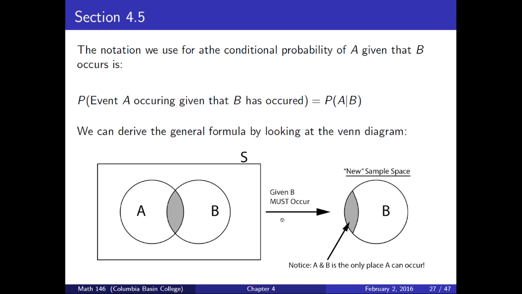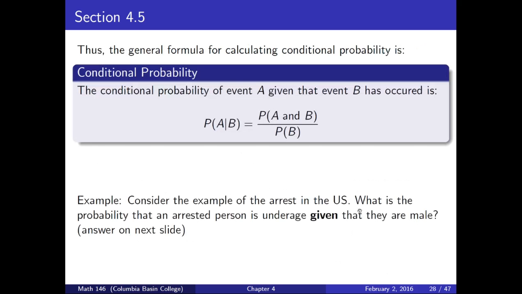Well, if I know that B must occur, right, so I'm given B, that means I can toss out all of this stuff in our sample space that I don't care about, right? And all I'm left with is just B. Well, if I have to be in B, where's the only place that A can occur? The only place it can occur is at the intersection, here in A and B. So it would make sense then that if I'm trying to calculate the probability of A given B, I have to be in the intersection. So then the general formula is that the probability of A given B is the probability of the intersection divided by the probability of the given condition.